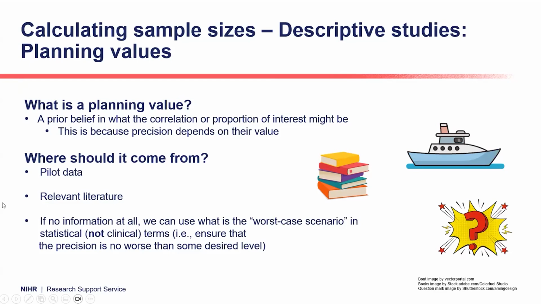Based on this, you would then build your precision estimates. So where should your planning value come from? Well, you could mostly rely on previous literature, or you could run a pilot study before your main descriptive study. If there's nothing available for you to use, you could come up with the worst case scenario to ensure that the precision is no worse than some desired level. We'll talk more about precision on the next slide.